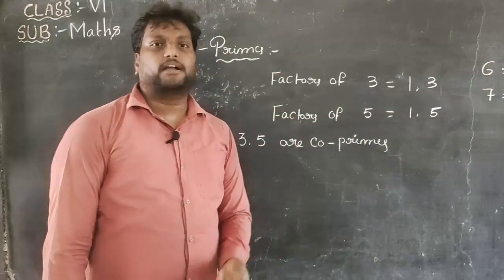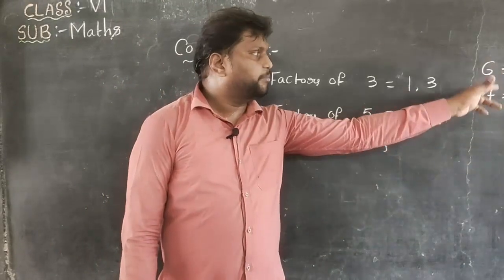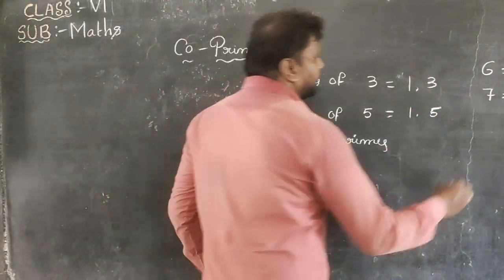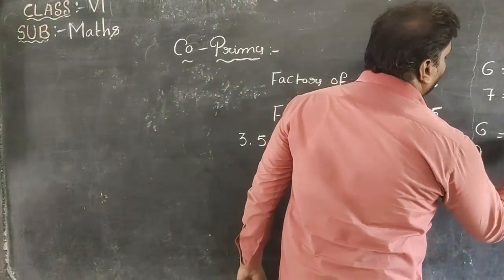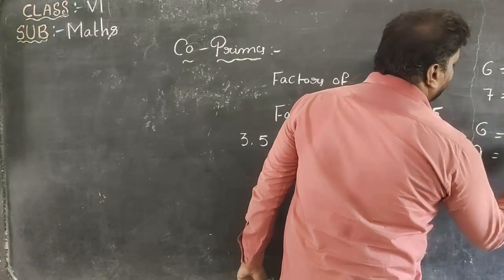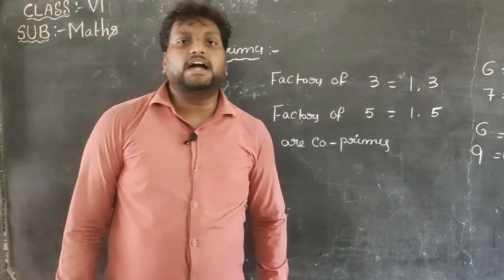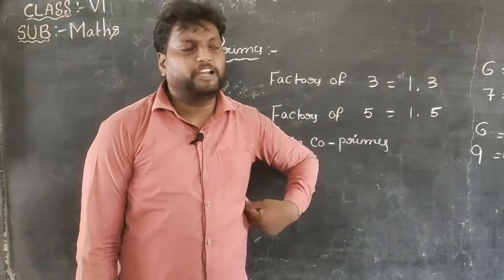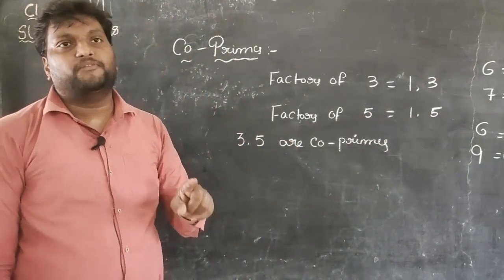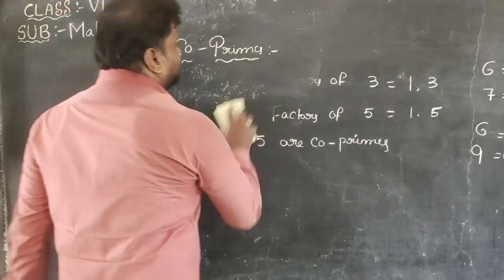For any two numbers, if the only common factor is 1, then those numbers are called co-primes. For example, 6 and 9: the factors are 1, 2, 3, 6 and 1, 3, 9. The common factors are 1 and 3, so 6 and 9 are not co-primes. Why? Because there are 2 common factors. Only when there is one common factor for two numbers are they called co-primes.